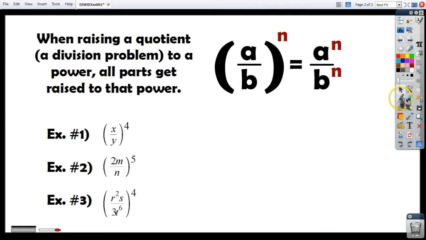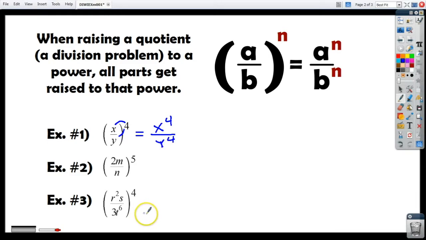So what we would do here is, for example, number 1, we've got x divided by y, the whole thing to the fourth power. We essentially just make sure that that exponent ends up attaching itself to each part of the problem. So here we would get x to the fourth, and then y to the fourth.